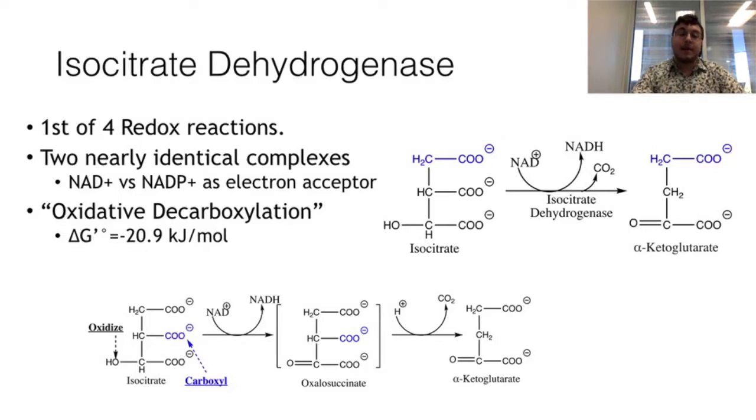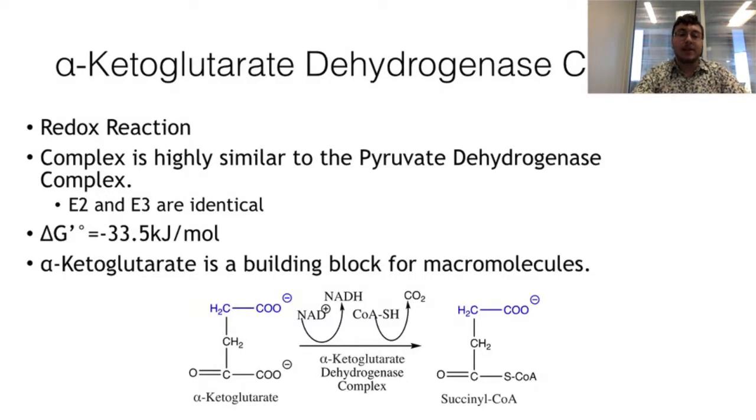The intermediate of this reaction is oxalosuccinate, which is oxidized but has yet to be decarboxylated. The product is alpha-ketoglutarate, which is very similar in structure to the amino acid glutamic acid, however it is missing the amine group. The fourth reaction is catalyzed by alpha-ketoglutarate dehydrogenase complex, a set of 3 distinct proteins. This complex is highly similar to pyruvate dehydrogenase complex. It's a highly favorable reaction.